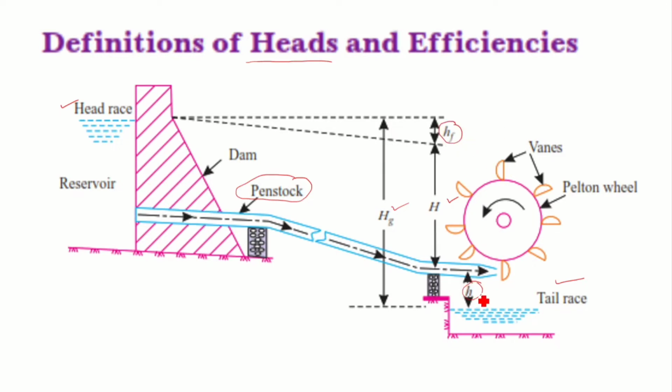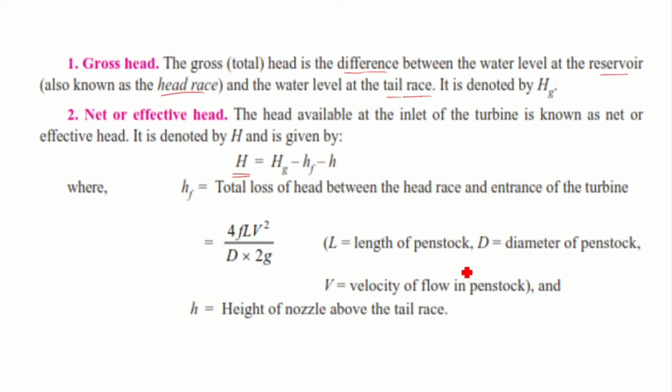In some problems this small h is not given. If it is not given, then you can directly take net head as Hg minus Hf. If it is given, then you can take Hg minus Hf minus h. Okay, that's all about the head.